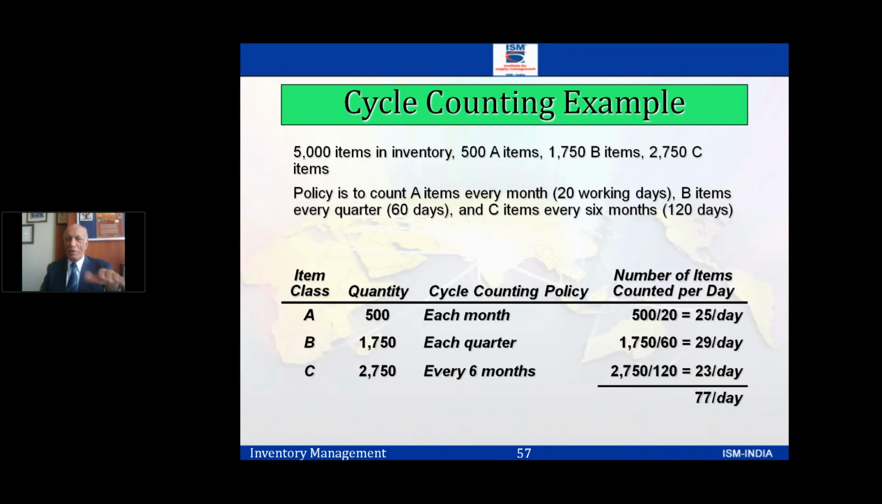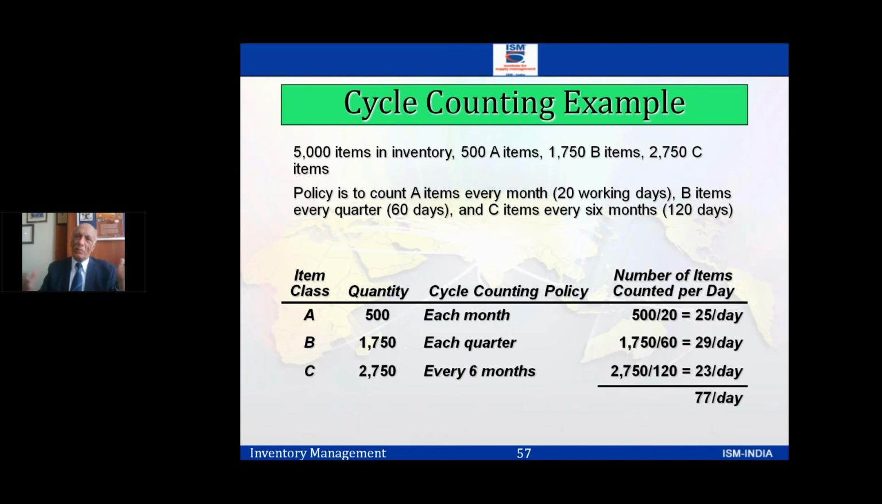I've got 500 items under the A category, counted each month. B category, I've got 1,750 items, counted each quarter. C items are nuts and bolts, low values, counted every 6 months. So you can see the number of items counted per day. The average comes out to be 25 plus 29 plus 33, which is 77 per day.